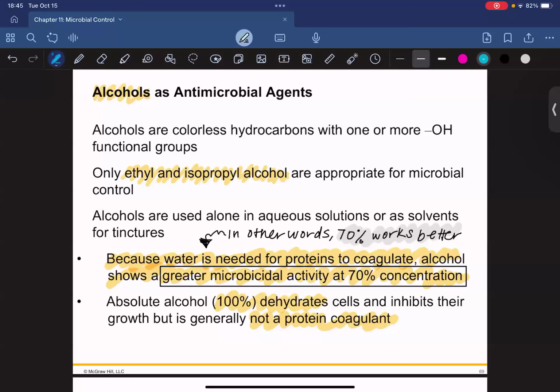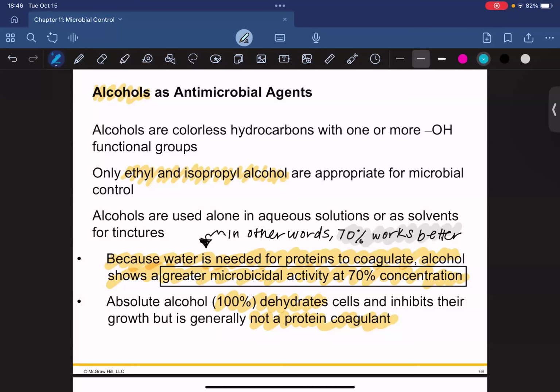But when you are treating or trying to get rid of things, you want to get rid of as many as you possibly can. It turns out that 70% alcohol is more microbicidal than 100%. And that is because the water that's present along with that 70% helps coagulate proteins. So now we've got cell wall destruction, cell membrane destruction, and coagulating proteins. It's pretty good. It's kind of surprising that it doesn't sterilize.